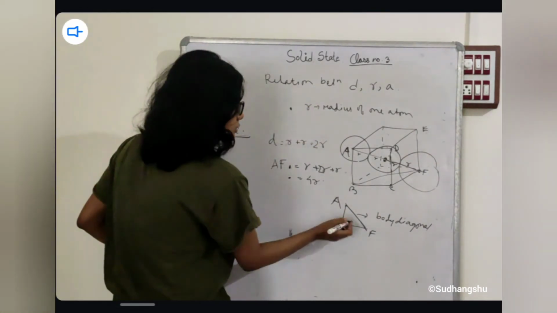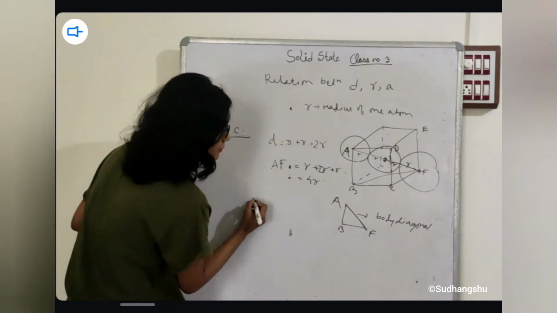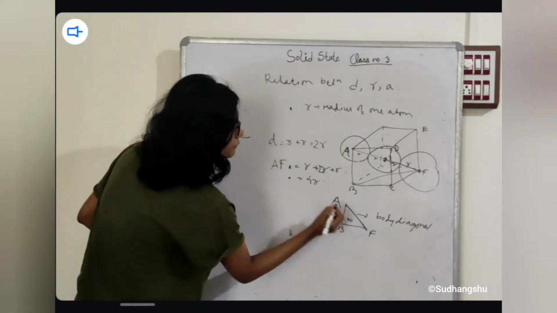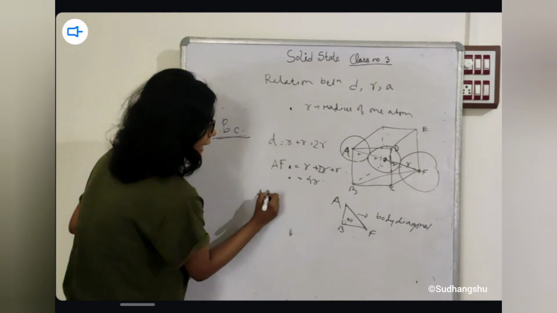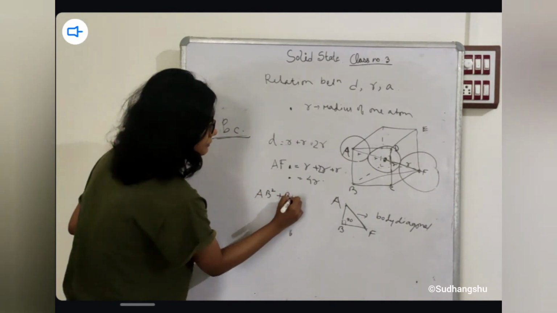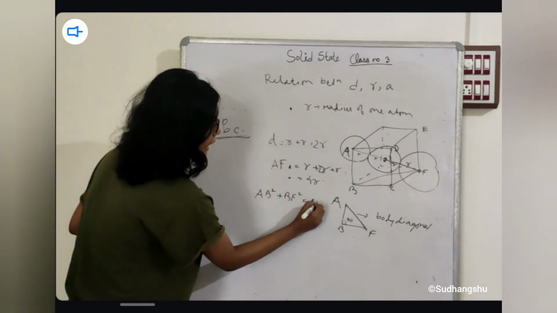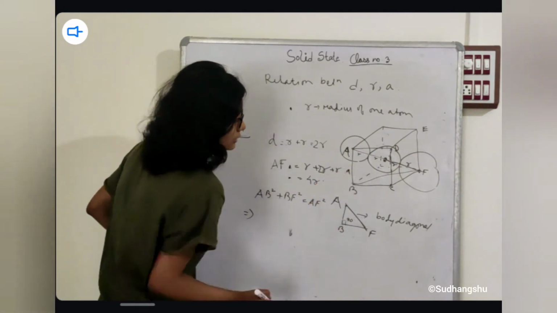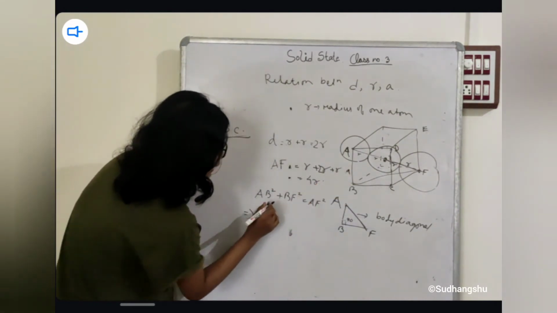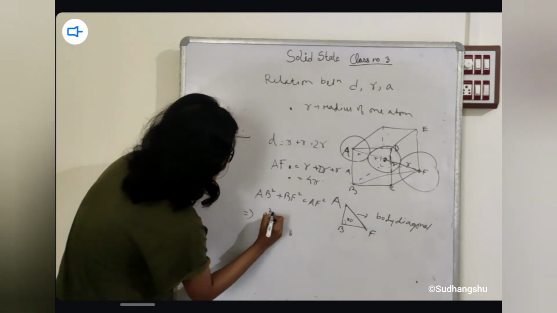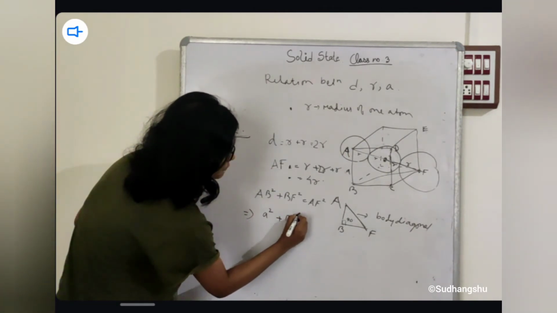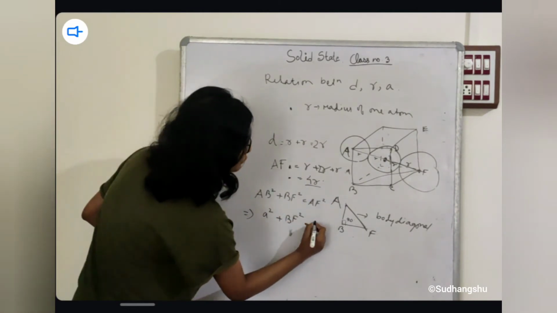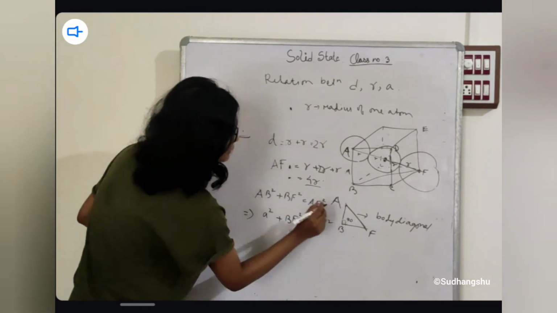So now, this angle is 90 degrees, so by Pythagoras theorem we get AB square plus BF square is equal to AF square. AB is the edge length, right? So A square plus BF square equals AF square, and we know AF is 4R, so 16R square.